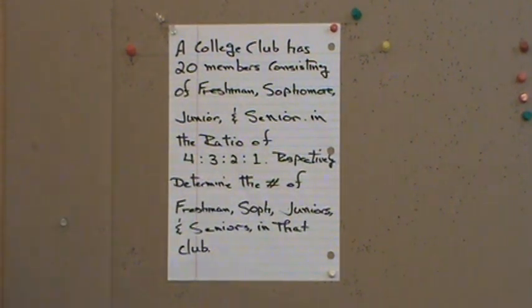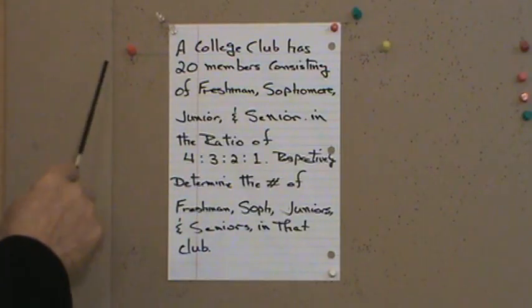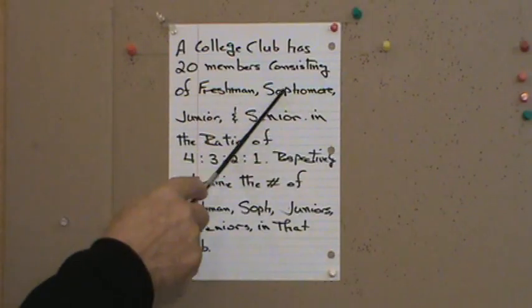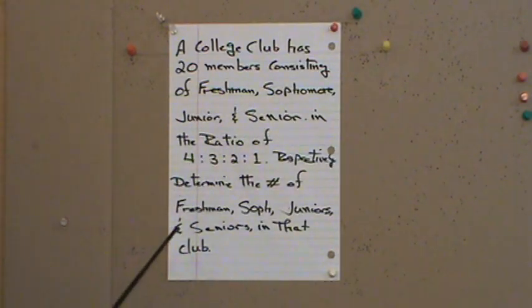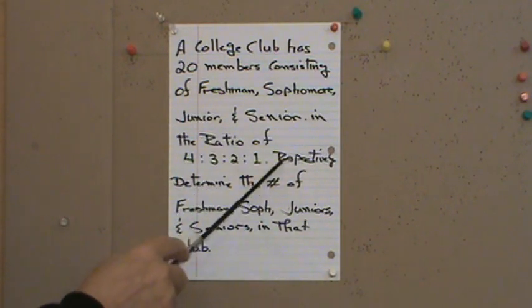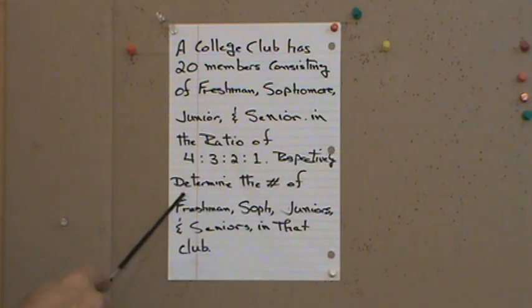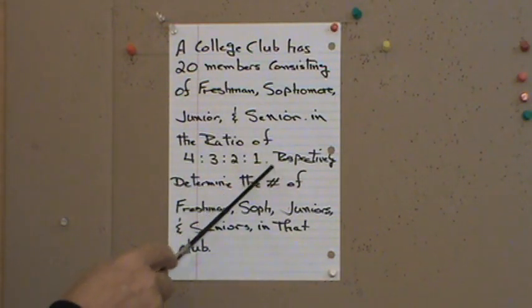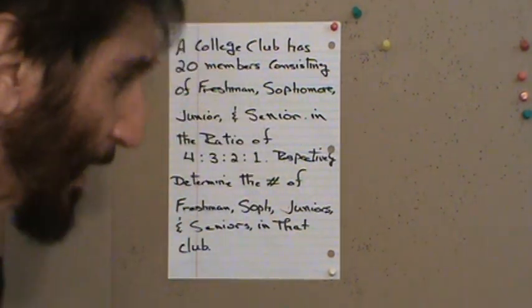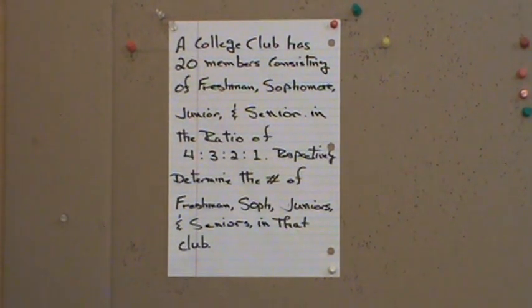I read it for you. A college club has 20 members consisting of freshmen, sophomores, juniors, and seniors in the ratio of 4 to 3 to 2 to 1, respectively. We know what that means. The question is to determine the number of freshmen, sophomores, juniors, and seniors in that club. This is the example we made, and we are familiar with it. We know what the solution will be.